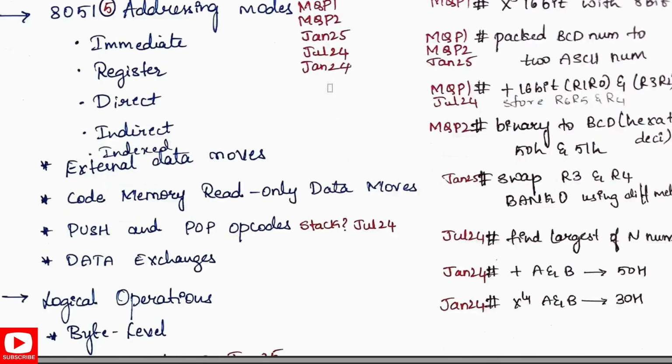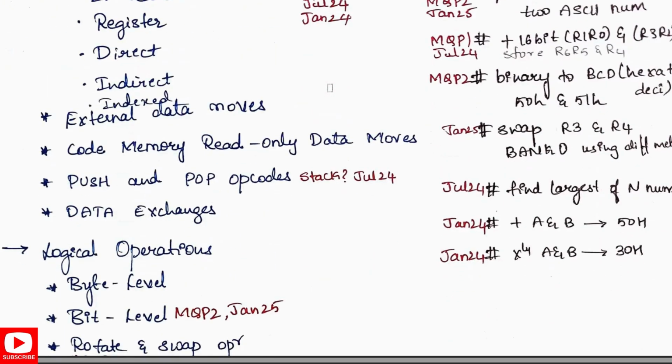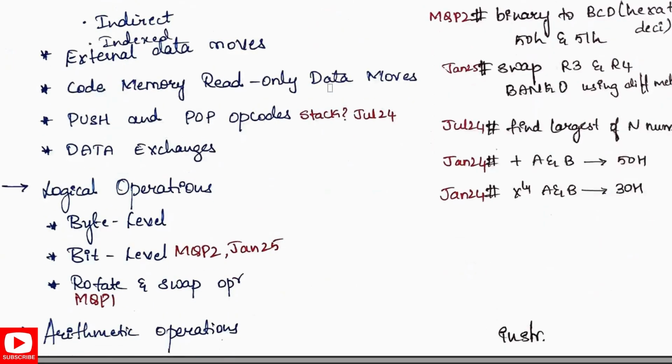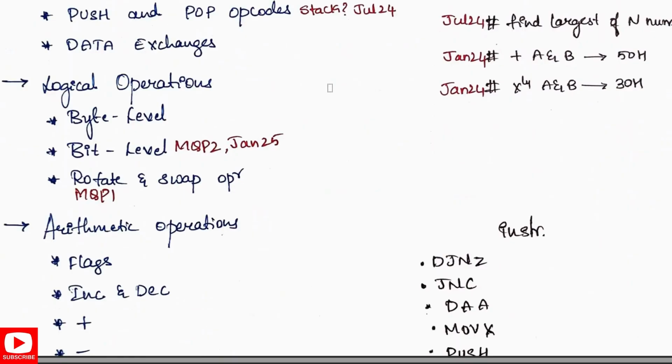Next come external data moves, code memory read-only data moves, and push-pop opcodes. There they'll ask what a stack is, so you should know all those things. Then data exchanges, then logical operations. Here we have byte level and bit level, and rotate and swap operations. Till here, I'll be explaining in this Part 1 video.